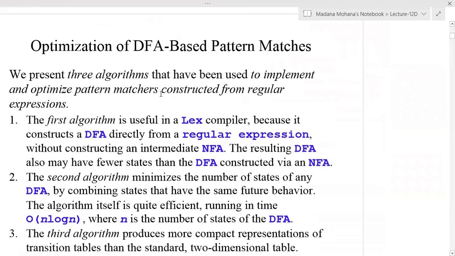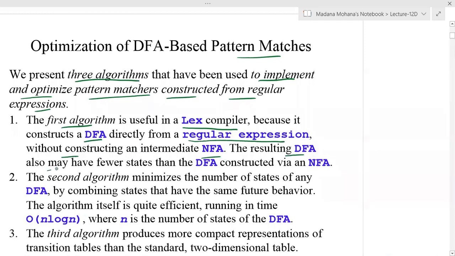First, let us see the introduction to optimization of DFA based pattern matchers. Here we will present three algorithms that have been used to implement and optimize pattern matchers constructed from regular expressions. The first algorithm is useful in the Lex compiler because it constructs a DFA directly from a regular expression without constructing an intermediate NFA. The resulting DFA also may have fewer states than the DFA constructed via an NFA.